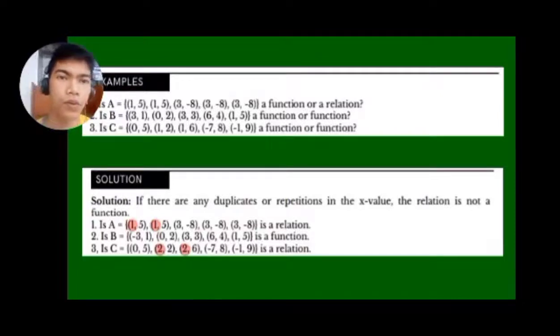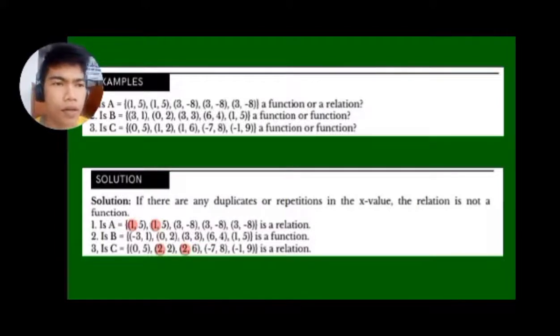So number two is B has an element of 3, 1, 0, 2, 3, 3, 3, 4, 1, 5. Is it a function or a relation po yan? So ang sagot po is a function. Kasi wala naman pong naulit sa x values, yung mga x values. Wala naman po.